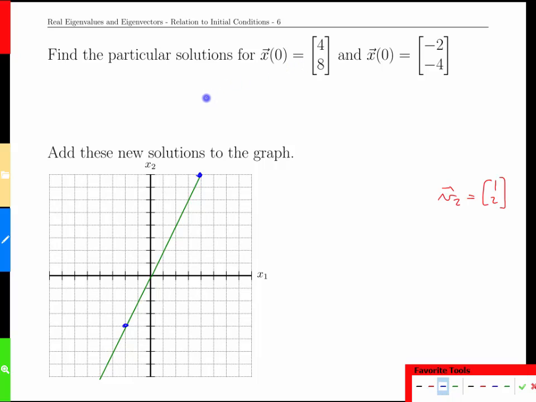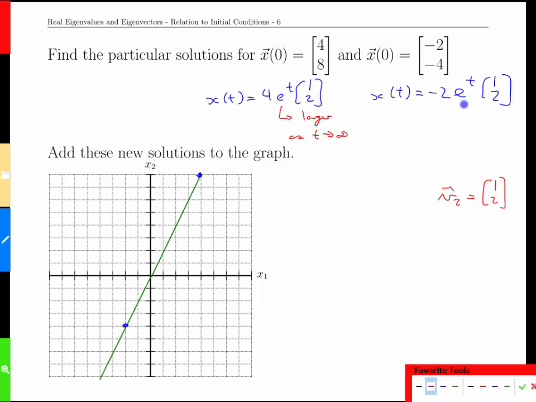Well, again, the solution is going to have the same form. This one is going to be 4 e to the t times 1, 2. That'll start at 4, 8. And this solution would be negative 2 e to the t times 1, 2. Now in those cases, what's going to happen as t gets larger and larger? This is going to get larger as t goes to infinity, as t increases. And so is this, but there might be a negative sign, so we'll see how that plays out.